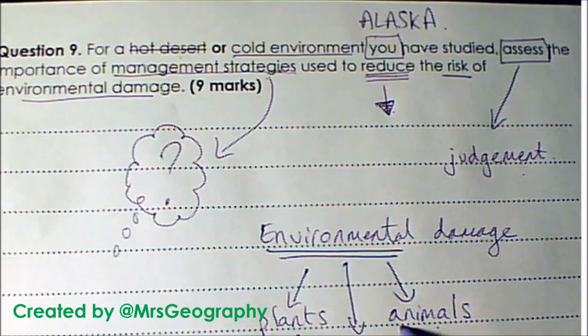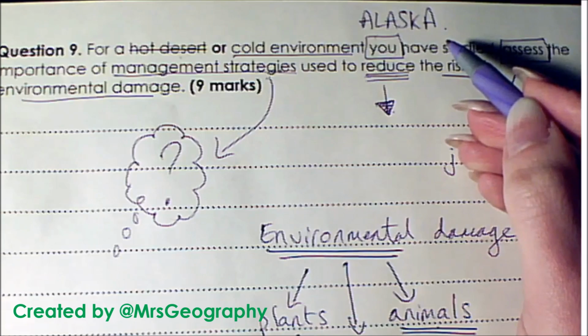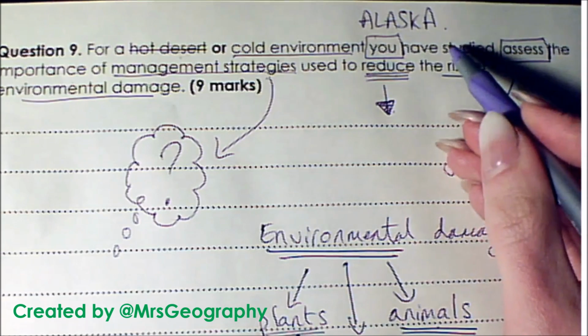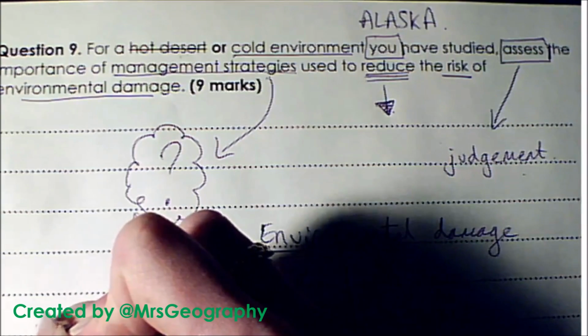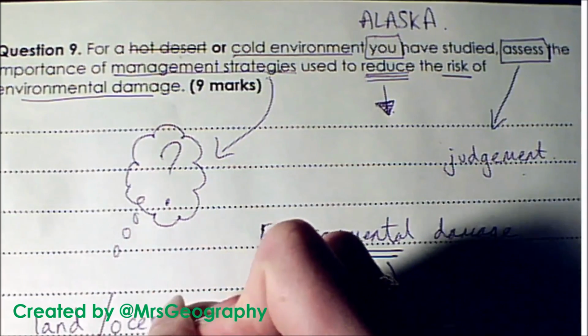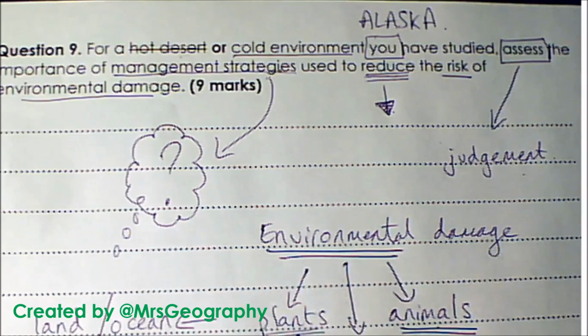So think to yourself, what animals can we find in Alaska? What types of plants can we find in Alaska? Now, it doesn't have to be on land, it could also be in the ocean or the sea. So it doesn't have to just be animals that we find on land. So it could be fish, it could be whales.